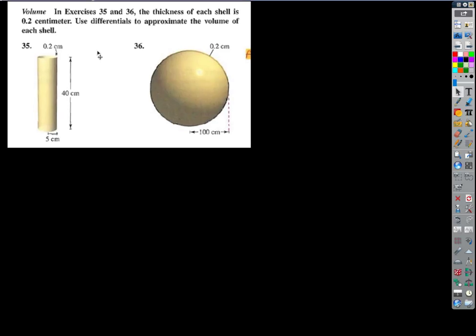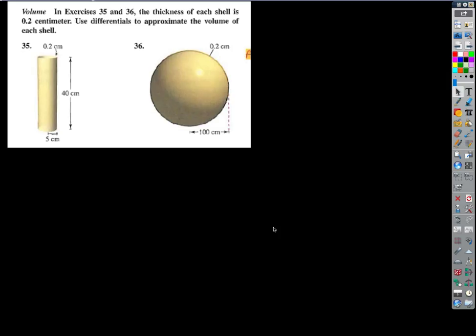We've already done most of this work. What if you have a shell with an average radius of 100 centimeters and its thickness is 0.2 centimeters, and you want to calculate the approximate volume of that shell? How could you do that? What do you think? Isn't that kind of what we just did? See what I'm saying?